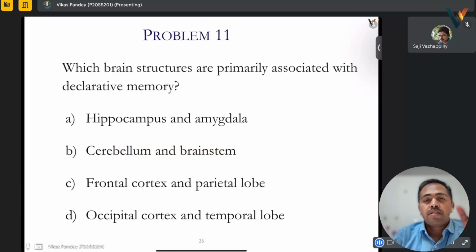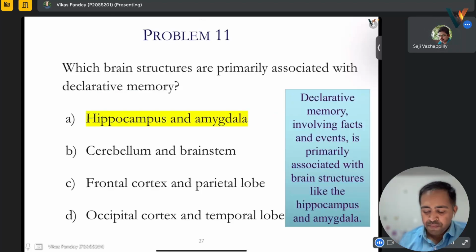Which brain structures are primarily associated with declarative memory? That is the explicit memory. Hippocampus and amygdala, cerebellum and brainstem, frontal cortex and parietal lobe, occipital cortex and temporal lobe. Hippocampus and amygdala. So, declarative memory involves facts and events. It is primarily associated with brain structures like the hippocampus and amygdala.